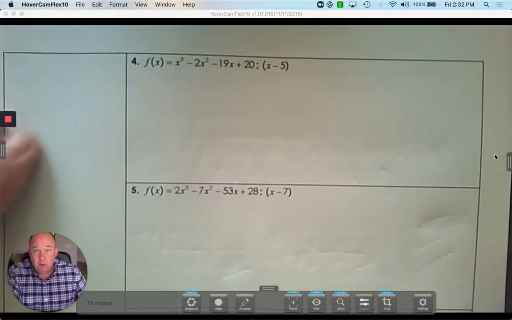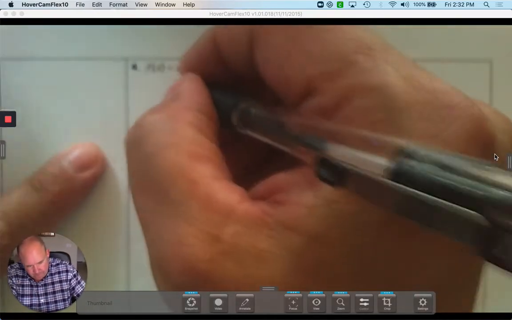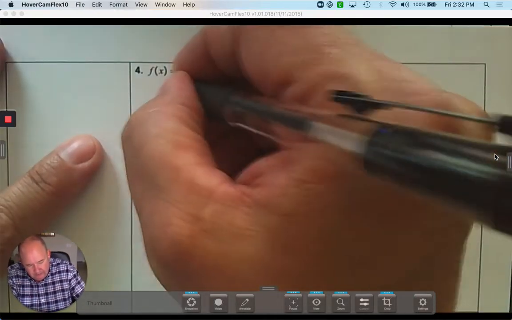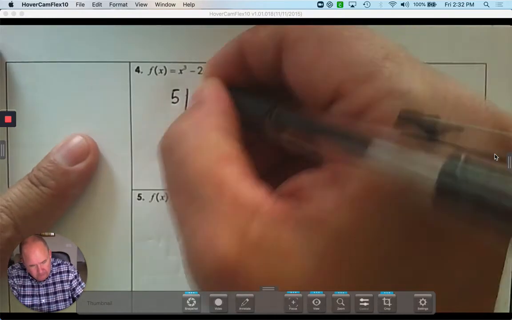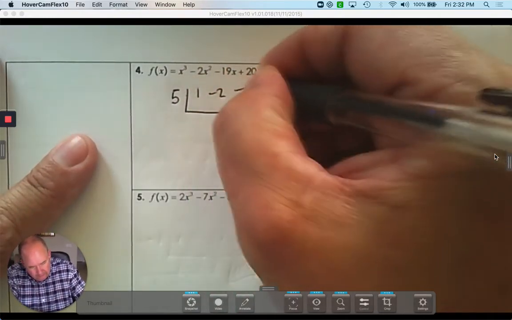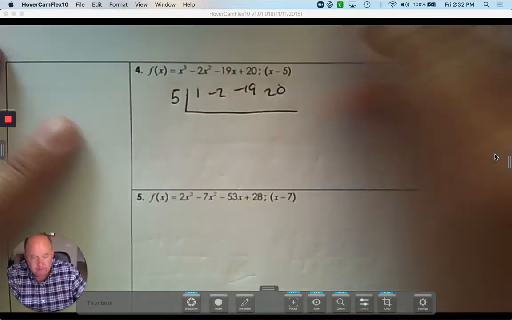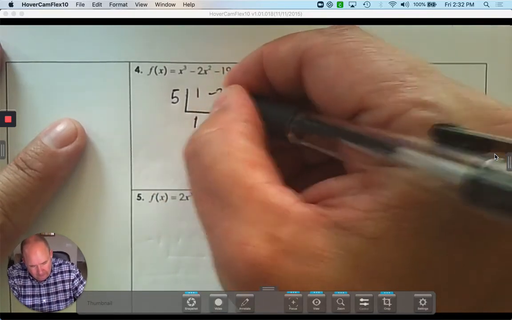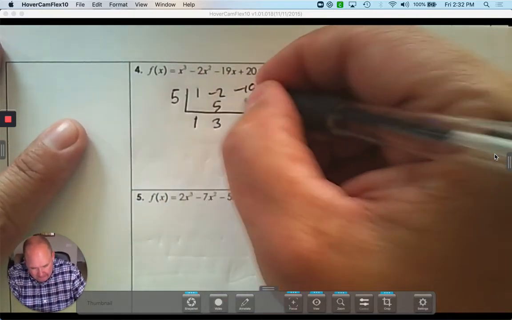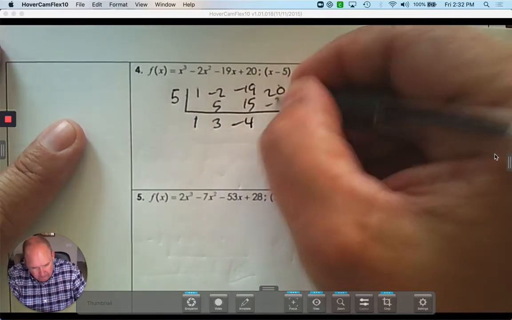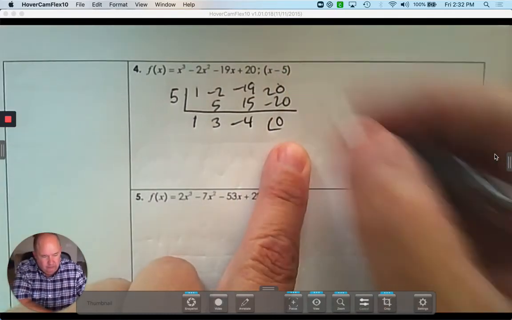All right, number 4. So step 1, you're given that's a factor, so take the 0. So 1, negative 2, negative 19, 20. There's the setup. So drop the 1 down, multiply. Just keep adding and multiplying. Be careful. So the remainder is 0, so that is a factor.